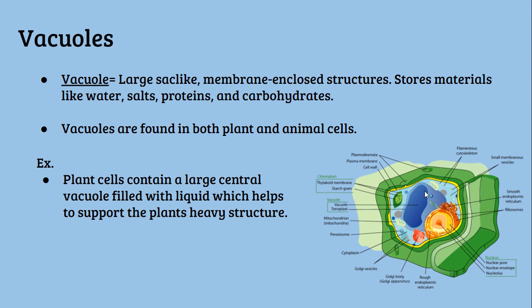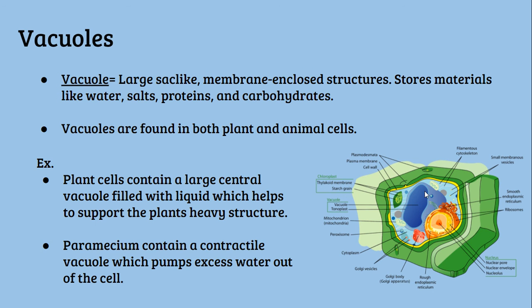So some examples here, we said plant cells have a large central vacuole. They're going to hold that liquid, and we use it for photosynthesis, but we can also use it for support. We can find that some vacuoles are found in paramecium, and they can use them as a pump to then move excess water out of the cell.